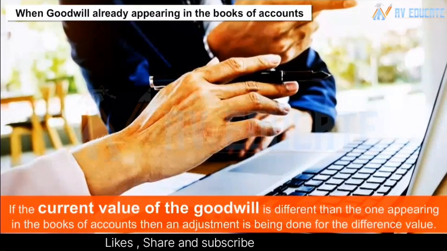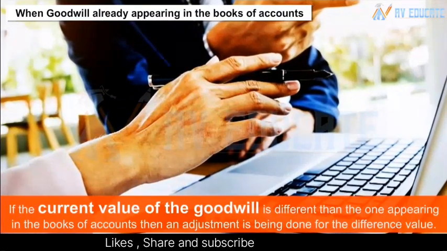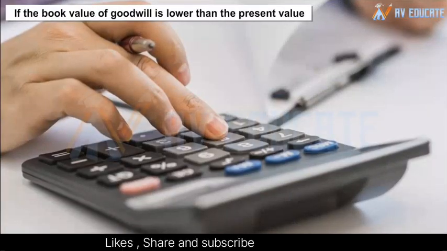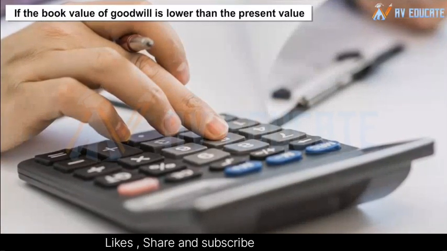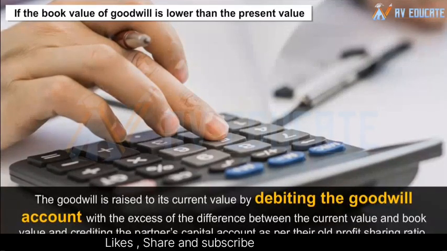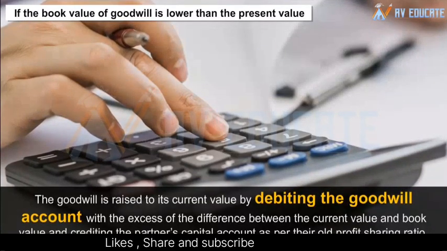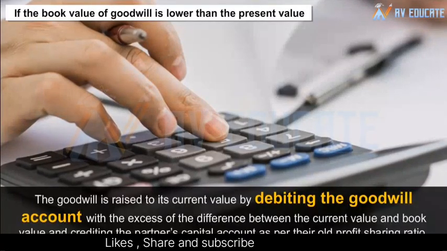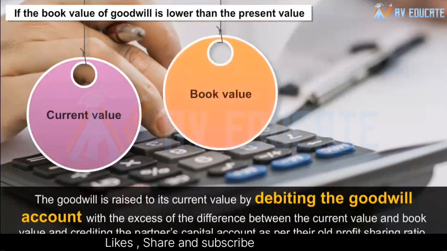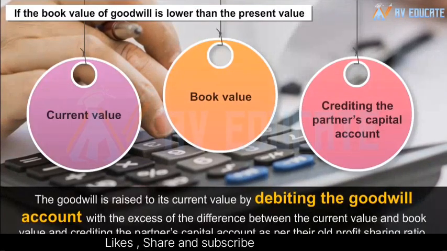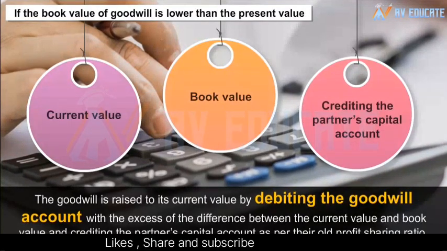In this, 2 kinds of situations we can face. 1. If the book value of goodwill is lower than the present value. In this situation, the goodwill is raised to its current value by debiting the goodwill account with the difference between the current value and book value and crediting the partners' capital accounts as per their old profit sharing ratio.